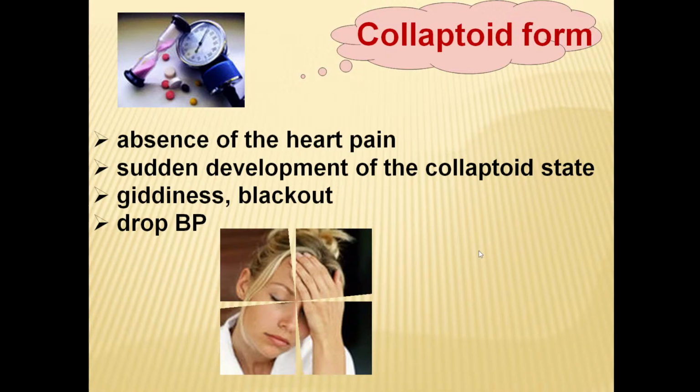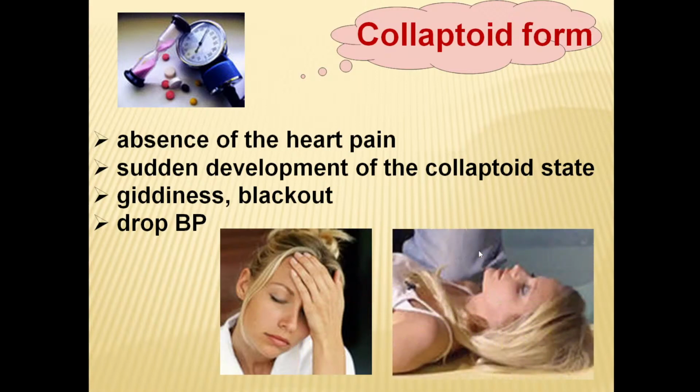The next form, which was described by Obraztsov and Strazhesko, is the collaptoid form, when there is no pain in the heart region, but the patient suddenly feels giddiness, blackout in the eyes, weakness, and loses consciousness, and we will record a drop in blood pressure. Sometimes, if the doctor is not completely oriented, he can think about usual syncope and not pay attention to possible pathology of the heart.